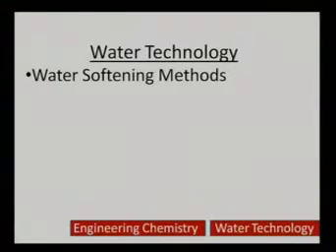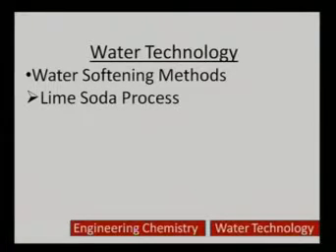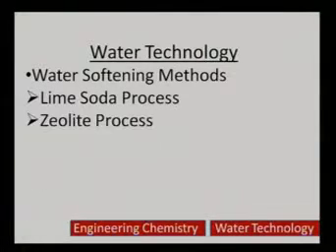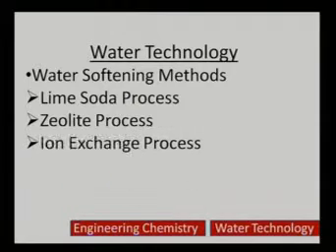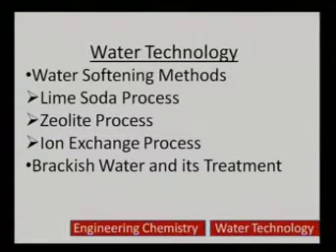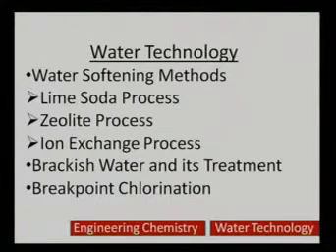Till now we have talked about what is hardness, units of hardness, and the disadvantages of using hard water in boilers. And today we are going to talk about water softening methods. There are basically three water softening methods, namely lime soda process, zeolite process, and ion exchange process. Besides that, we will be talking about brackish water and its treatment and breakpoint chlorination in detail in today's lecture.